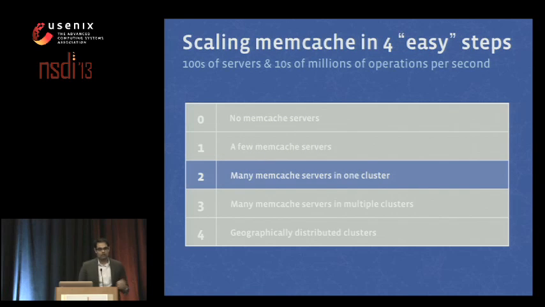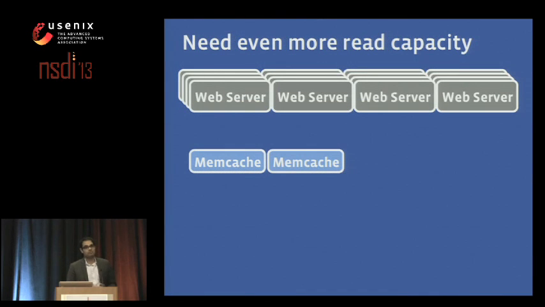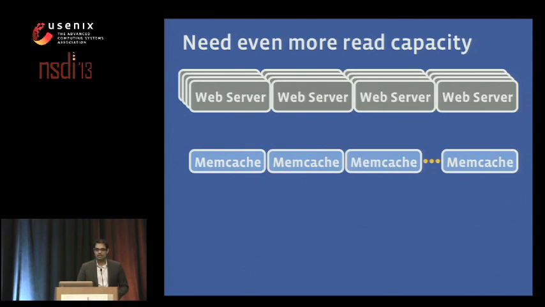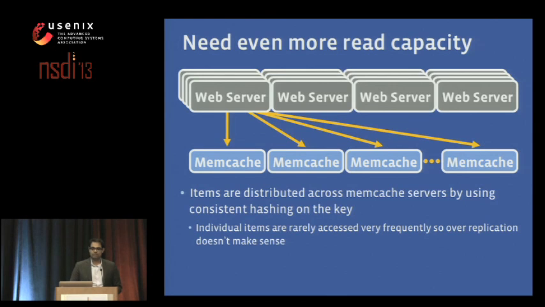So great. Now let's move on to our next step of scaling. Now we're talking about hundreds of servers and tens of millions of operations per second. As you can see, we have more web servers and we need more read capacity. So let's add some more memcache servers. Our items in our cache are distributed through consistent hashing, meaning that you take the consistent hash of a key and find the appropriate server that the key resides on. Individual items are rarely accessed, so over-replication of the data doesn't really make sense.